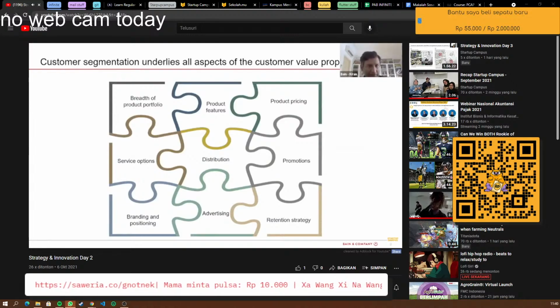targeting that segment, right? How broad should my product portfolio be so that it meets the needs of that customer segment? What specific product features are required? How do I price the product, right? What are the various service options available? How do I distribute it? How do I promote it? What should my branding and positioning strategy be? What should my advertising strategy be? What should my retention strategy be? So you see how all elements of your strategy need to be tailored to a segment, right?